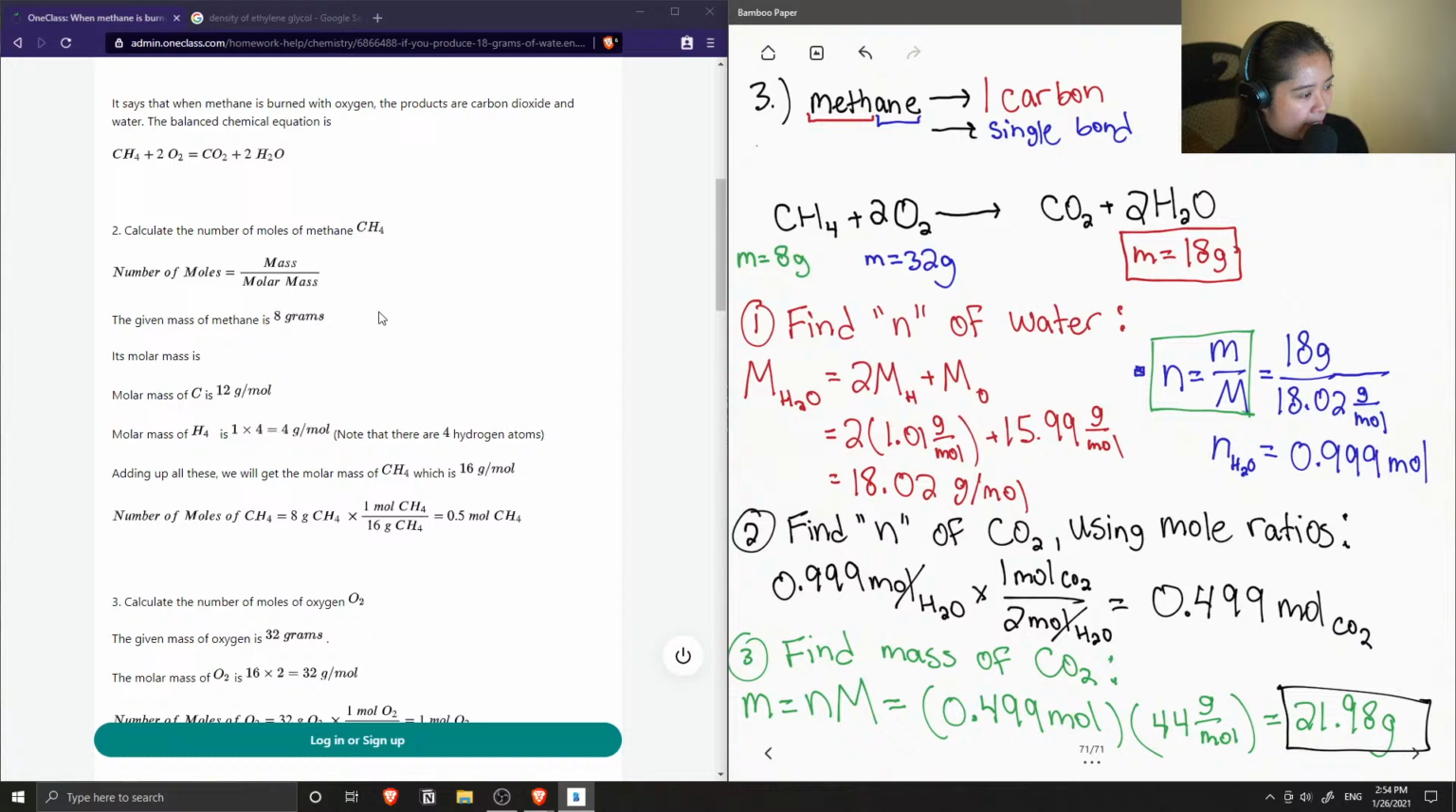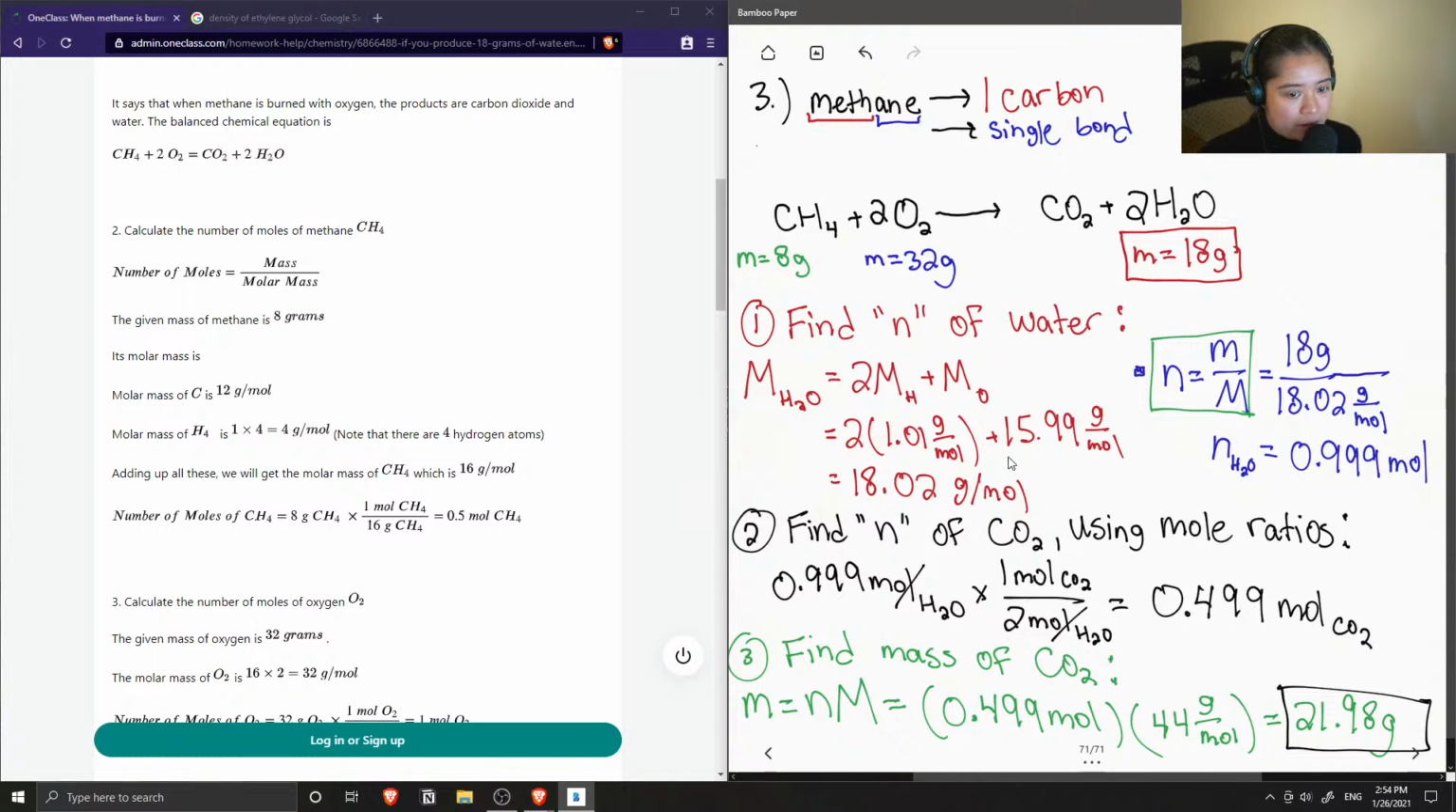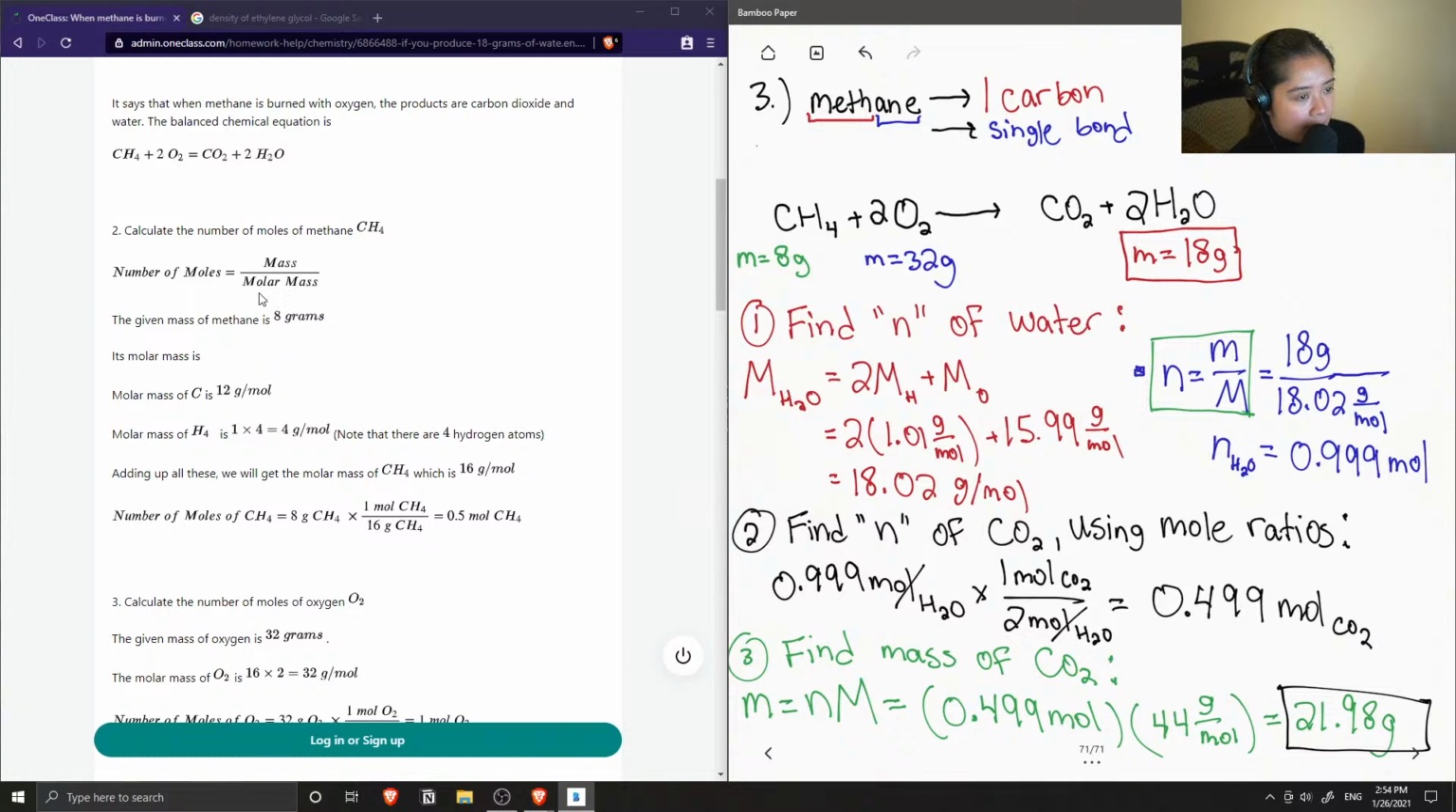Okay, so this is what I mean about how they added some additional information. These steps aren't really needed because, as you can see, we are able to find the mass of CO2 just by using the mass of water. But still, this is how you would do it if you want to do it the long way and get all your steps in.